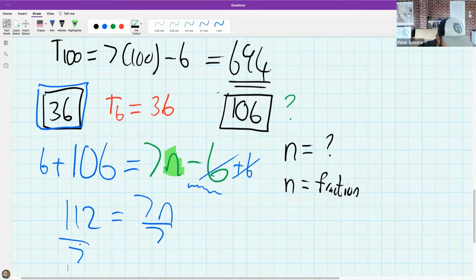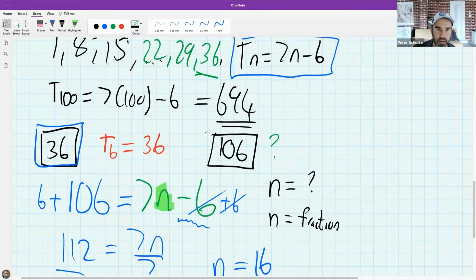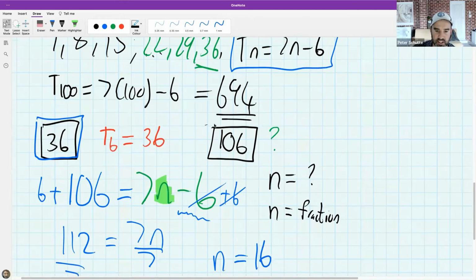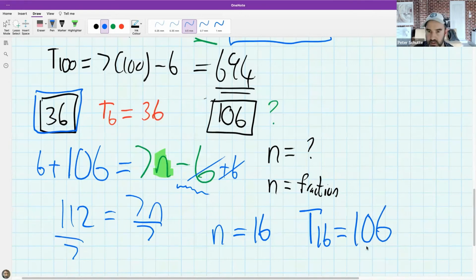So let's see what happens if I go like that. 112 divided by 7, what do I get? Turns out I get n is equal to 16. So what that's telling us is that if we started from the very beginning at 1 and counted to position 2 all the way up to the 16th term, we would get to 106. And so basically what this has shown us is T16 is equal to 106.